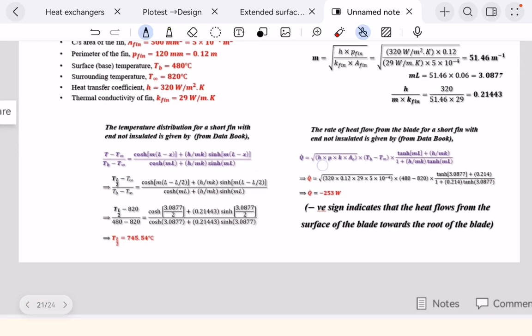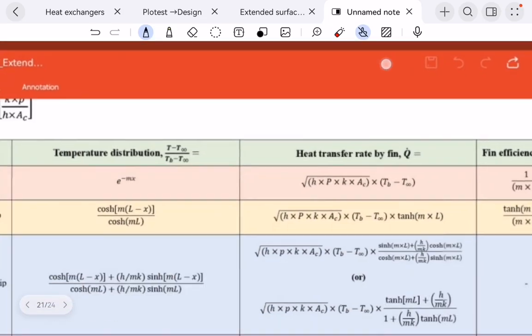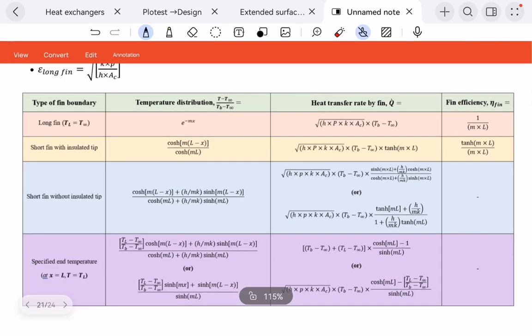In order to do so, let's see the table and let's identify which case we need to consider. Now, definitely in the question, he has not given us whether it is a long fin or a short fin or a fin with some temperature at the end. What we know is if I maintain the temperature at the end of the fin, probably that's going to be sort of adiabatic fin. But he's saying that the fin is not insulated.